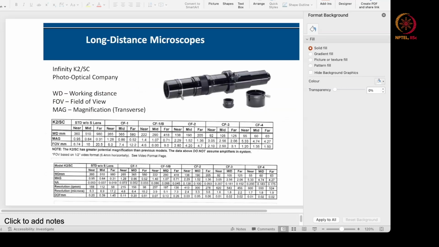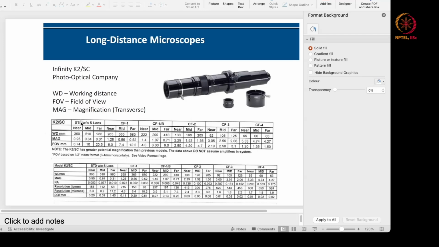So these are actually long distance microscopes. For example, there are many companies which make them. Infinity K2SC is one. These are characterized by working distance, field of view, and magnification. That is, we are talking about transverse magnification all the time.